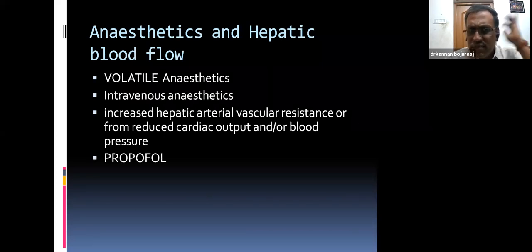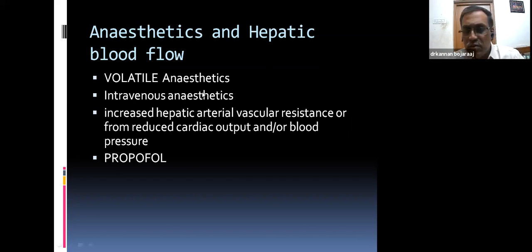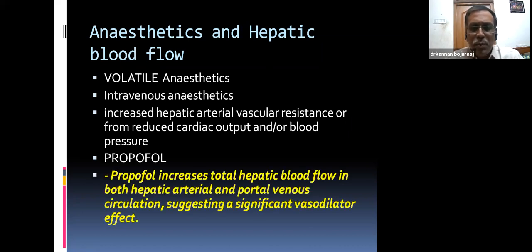And these are all the areas where we have to remember that all volatile anesthetics will decrease the blood flow. All intravenous anesthetics also decrease the blood flow, so you should be very careful. That is why we use propofol as the agent of choice for any patient with liver pathology, because propofol increases the hepatic blood flow, both hepatic arterial and venous circulation, suggesting that it has a very significant vasodilator effect. That is why it is the intravenous agent of choice.